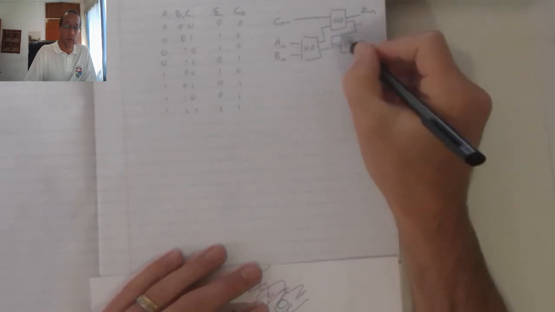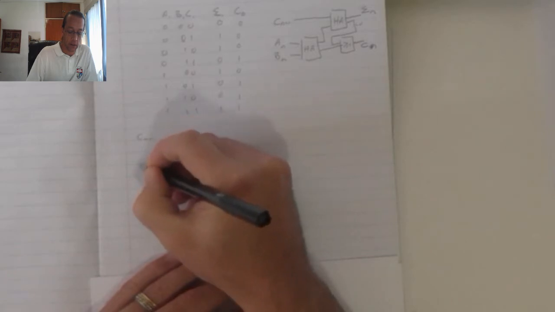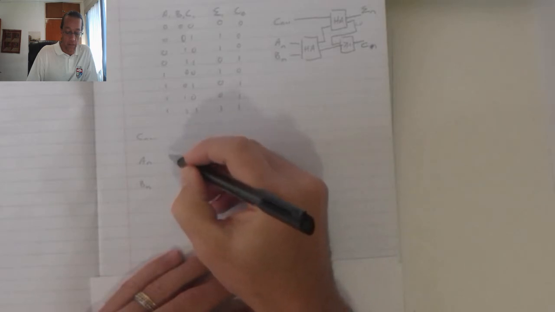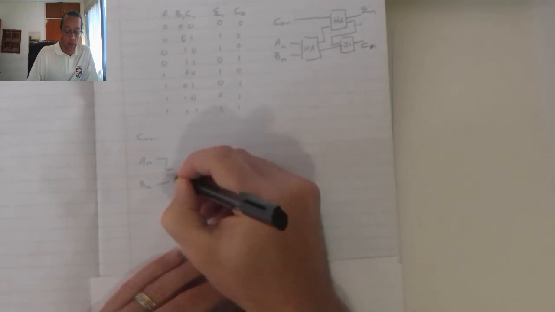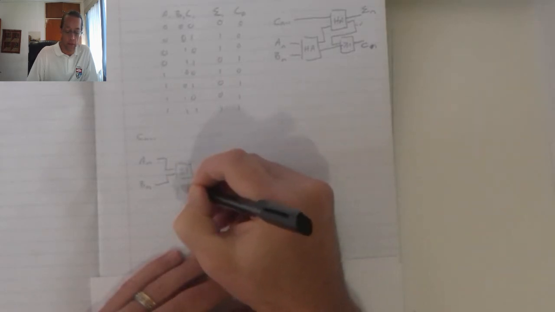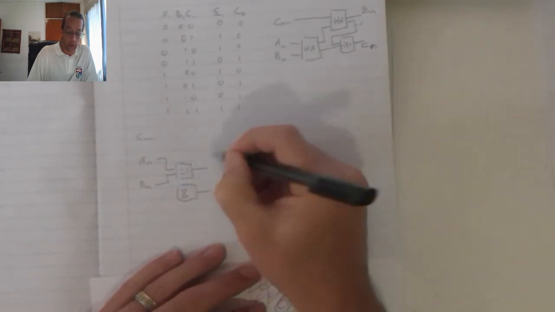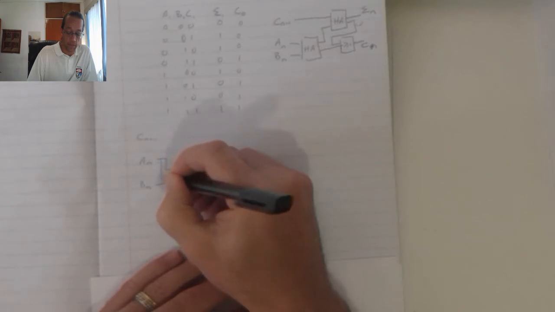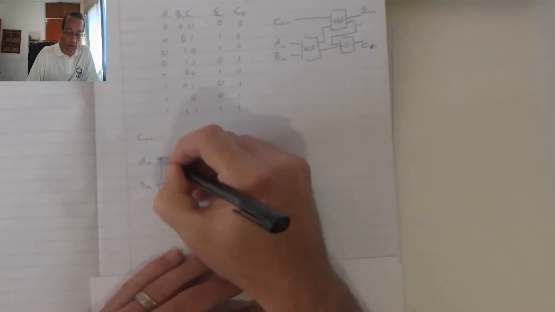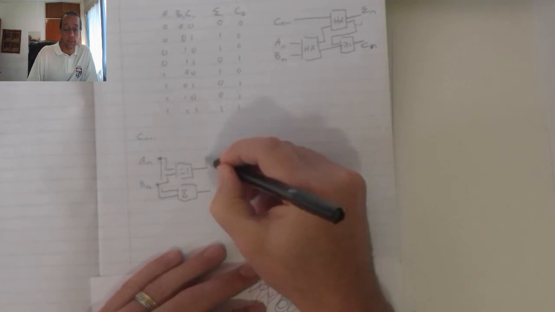Now if we want to break this up further, we can say Cn minus 1, An, Bn. A and B both go into an exclusive OR, and they also go into an AND. That's the carryover, and that is the summing. Okay, so those two go in like that.